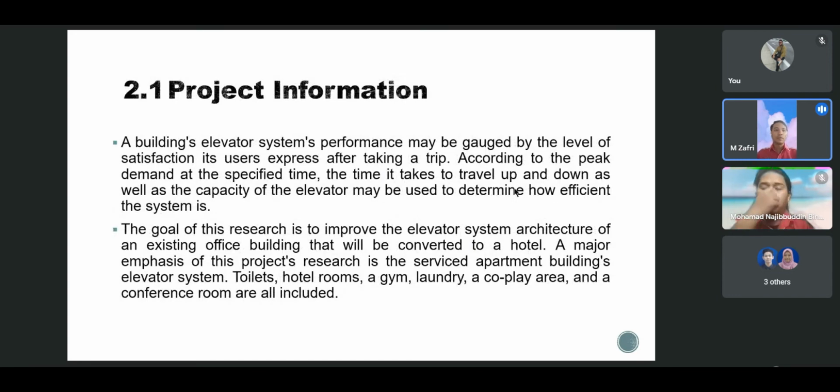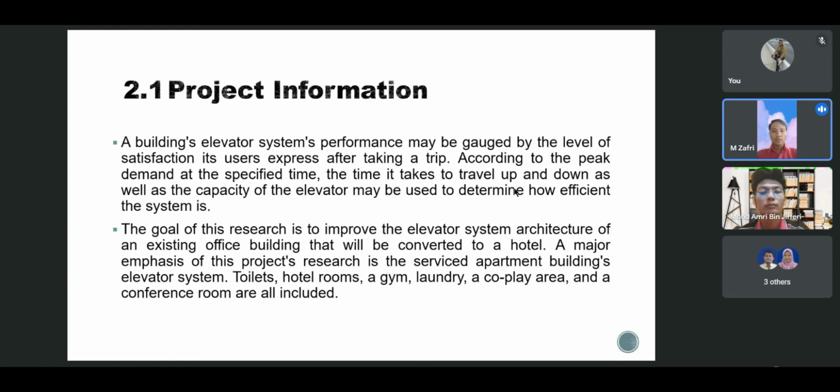Okay, for 2.1 project information, a building's elevator system performance may be gauged by the level of satisfaction expressed by its users after taking a trip. According to the peak demand at the specific time, the time it takes to travel up and down as well as the capacity of the elevator may be used to determine how efficient the system is.